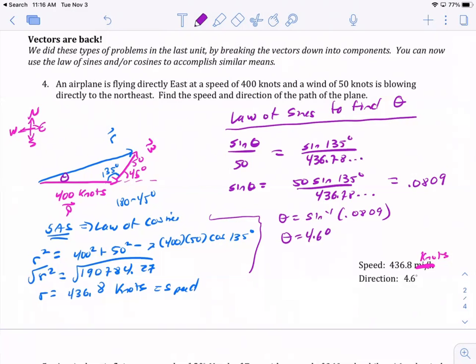Okay, so I'm just going to write my concluding sentence. The plane is flying at 436.8 knots at 4.6 degrees. I'll fix this so it's more legible.